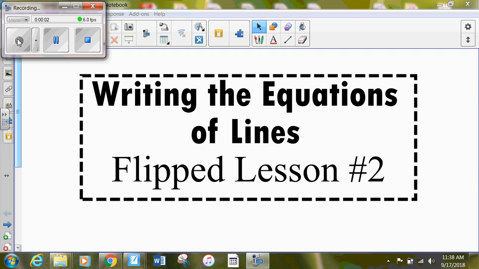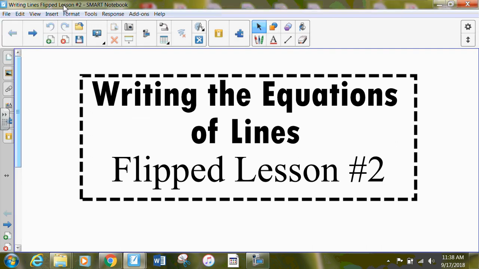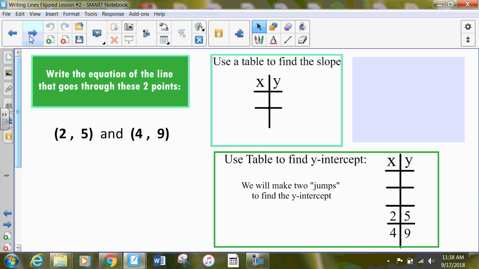Okay, writing the equations of lines, flip lesson number 2. So in today's lesson, we're going to be looking at 2 points and writing the equation of the line that goes through the 2 points. So the first thing we're going to do is use a table to find the slope.